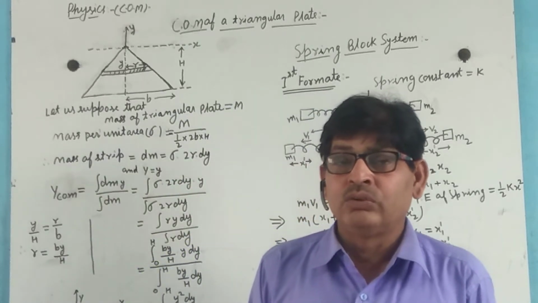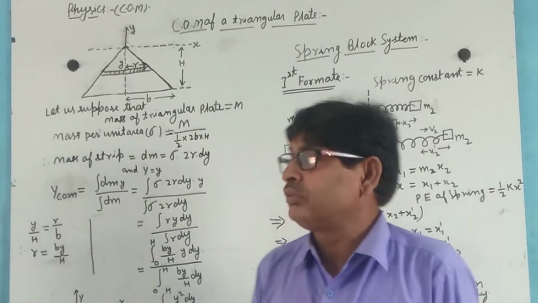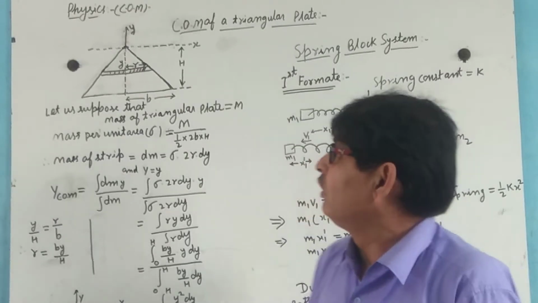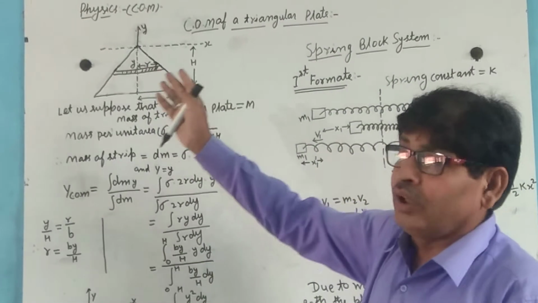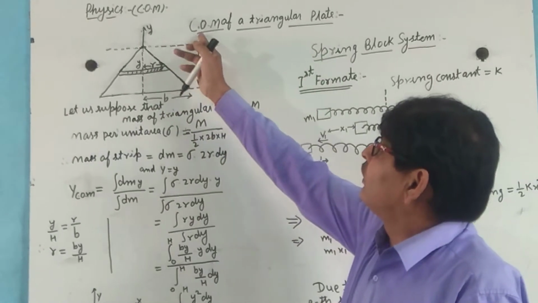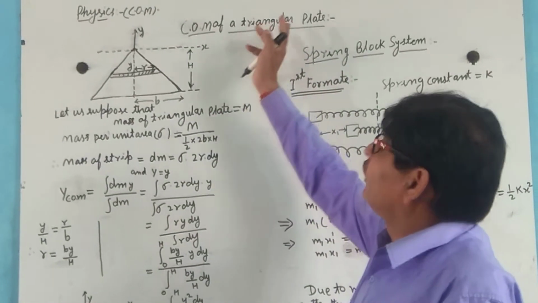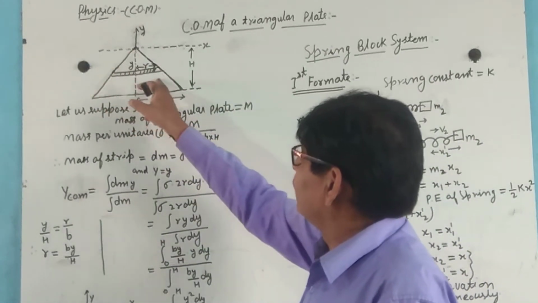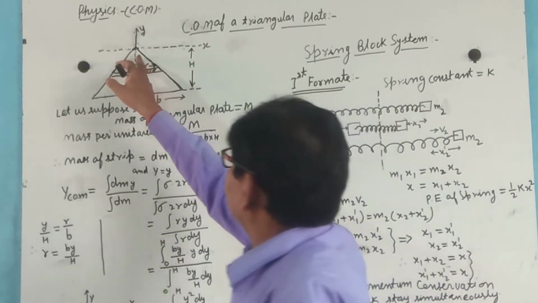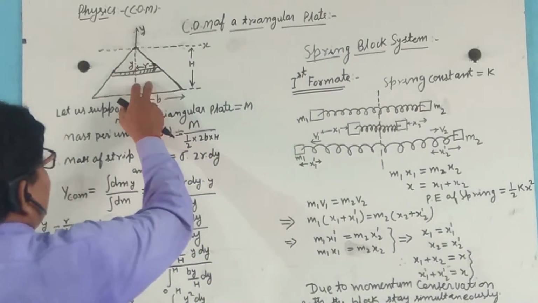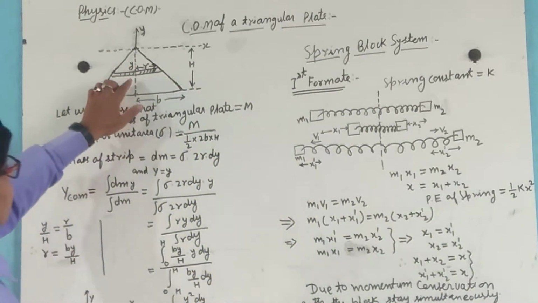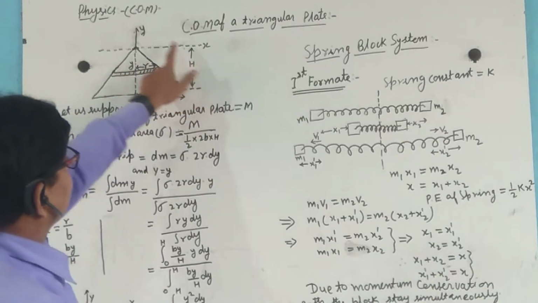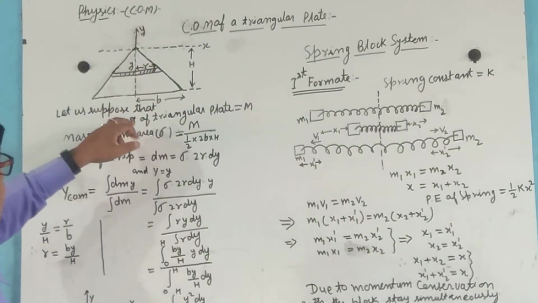We are going to study about center of mass here. Today we have to calculate the center of mass of a triangular plate. Here this is a triangular plate and we have to calculate the center of mass of this plate. This is the x-axis and this is the y-axis.